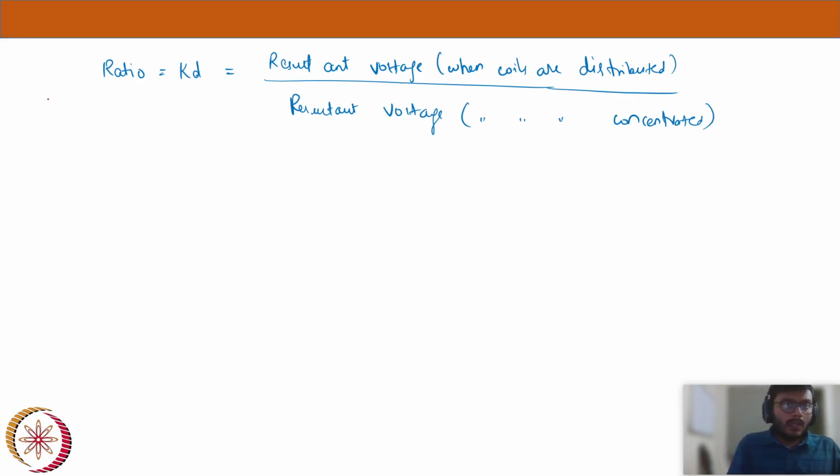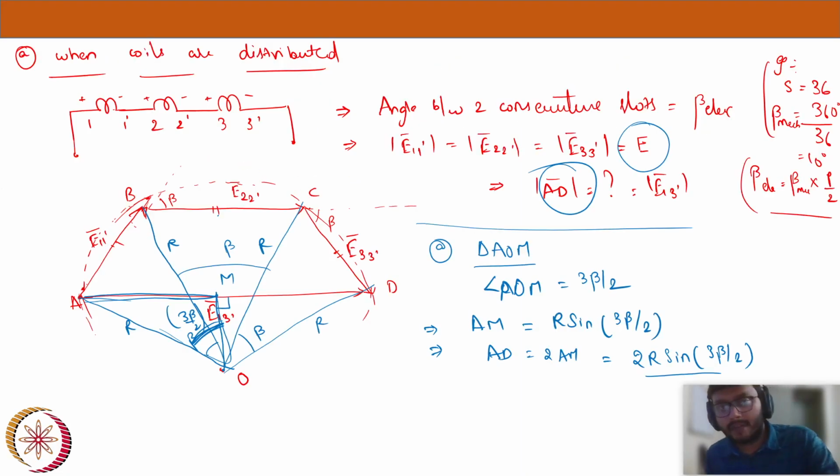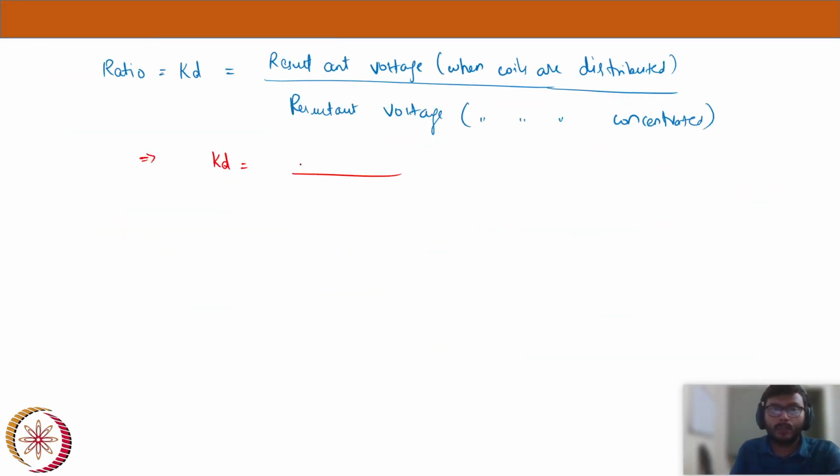Now KD is nothing but the numerator. In case of distributed, what is the value we got for the resultant? 2R sine 3 beta by 2. And the resultant voltage in terms of concentrated is nothing but 3E. Okay, this is the ratio. But if you see, it is in terms of R and E. We need a particular value, right?